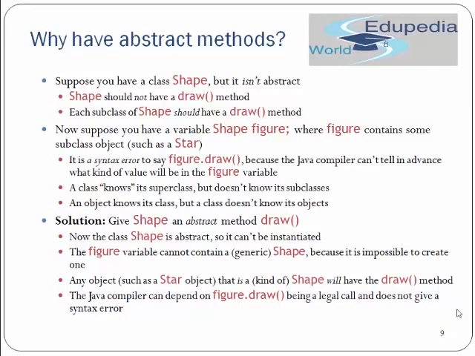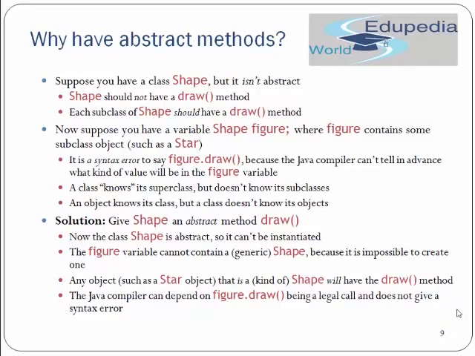Fine. Now suppose you have a variable Shape figure, where figure contains some subclass object such as Star. If there is a syntax error to say figure.draw, why? Because the compiler can't tell in advance what kind of value it will be in the figure variable, because we cannot say which figure it will be. The class knows it's a superclass but doesn't know its subclass. The object knows its class but it doesn't know its object. So it's only a reference.